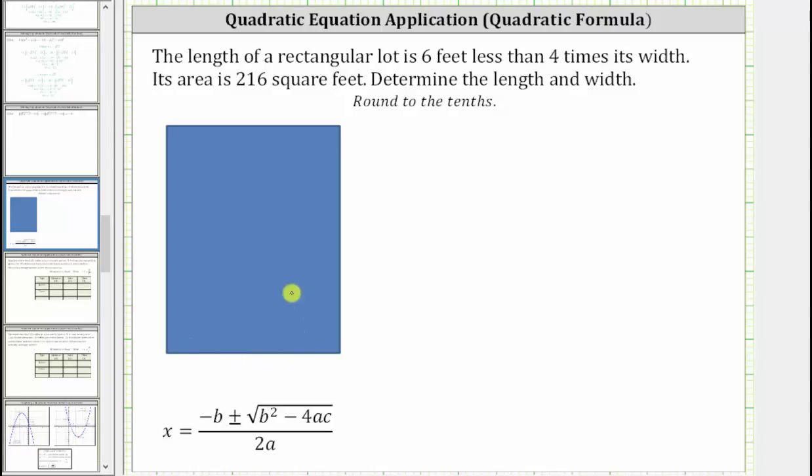this length here. And then because the length is 6 feet less than 4 times its width, we need an expression for 6 less than 4 times w. Well, 6 less than 4 times w is the expression 4w minus 6. Again, 4w is 4 times the width, and then minus 6 gives us 6 less. And the units are feet.